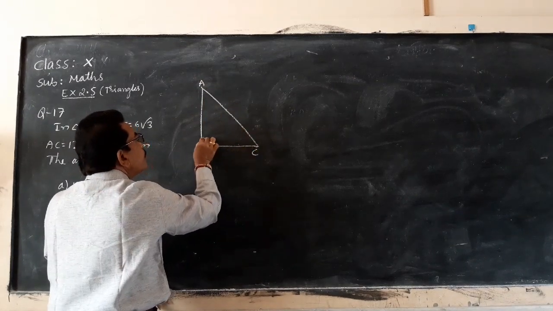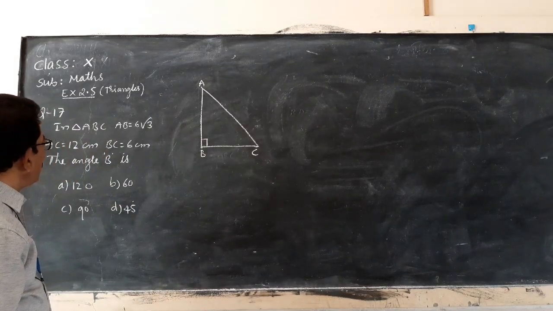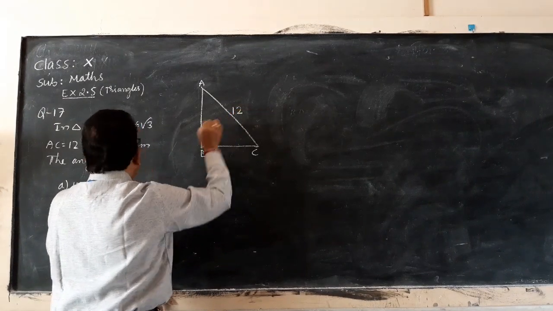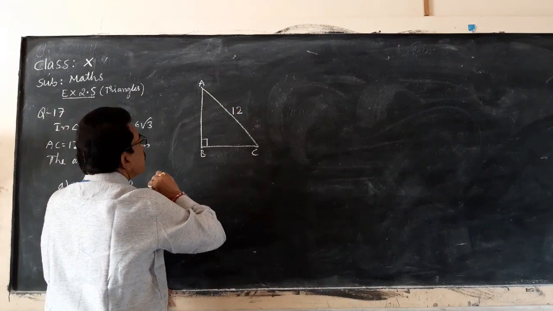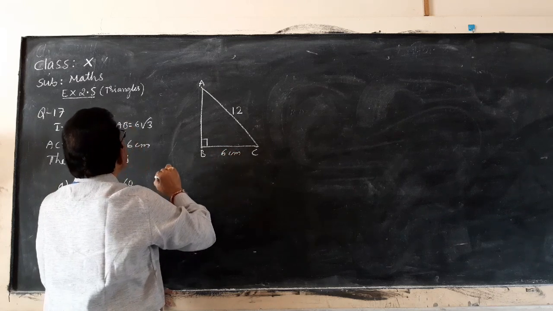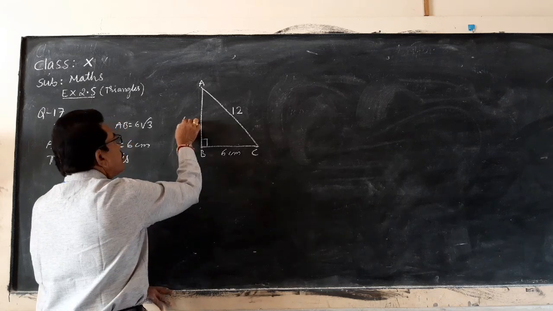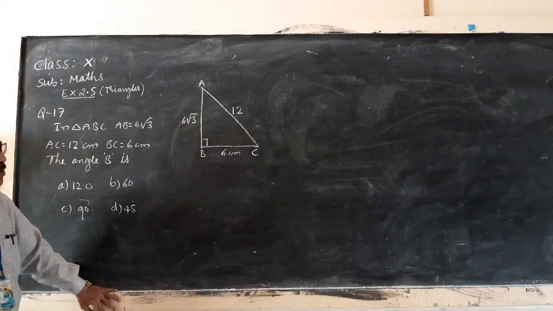Triangle ABC. AB equals 6 root 3, AC is 12, BC is 6 centimeters. They are given AC 12, BC 6 centimeters, and AB 6 root 3.